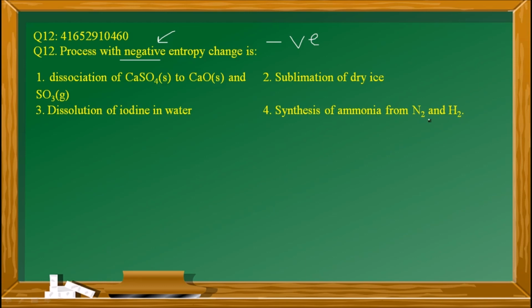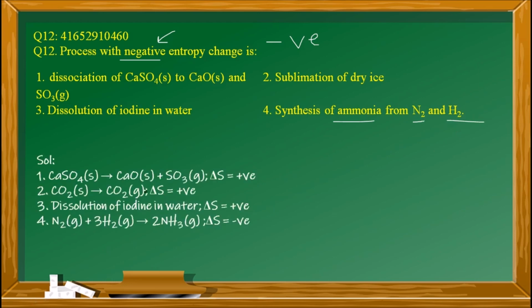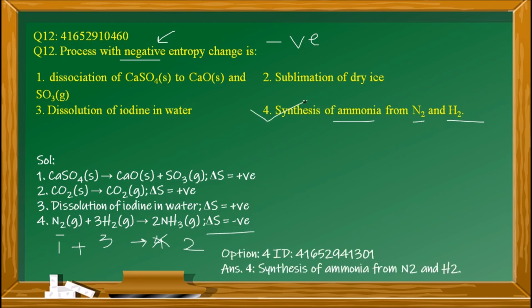Synthesis of ammonia from nitrogen and hydrogen: what are we going to get? Ammonia is 1 mole, 1 molecule. This is nitrogen and hydrogen. We are combining 2 molecules into 1, that means entropy is negative. Calcium sulfate to calcium oxide and sulfur trioxide is positive. Dry ice to carbon dioxide gas is positive. Dissolution of iodine in water is positive. For nitrogen, this is 1 molecule and these are 3, 1 plus 3, you should get 4, but you are getting 2. You are condensing, so the entropy is negative. So option number 4, synthesis of ammonia from nitrogen and hydrogen, is the correct option, friends.